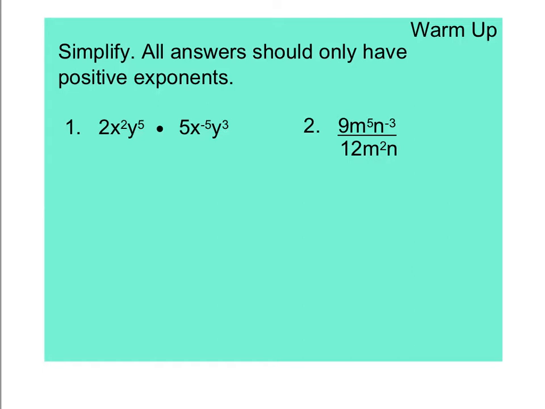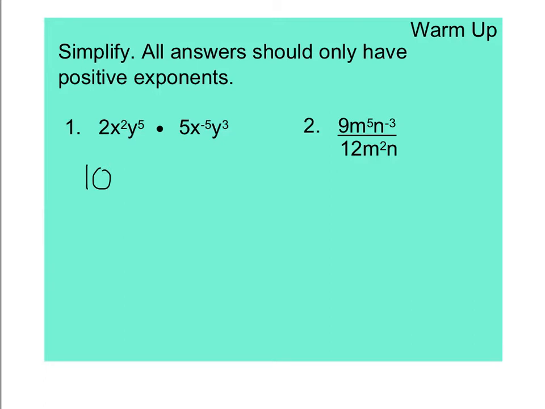All right, your homework was reviewing some of the concepts we learned yesterday. So let's see how you did. Number 1, the first thing is we've got some bases to multiply. The 2 and the 5, since they are different bases, we simply multiply like any time we would when we see a multiplication sign. So 2 times 5 gives us 10.